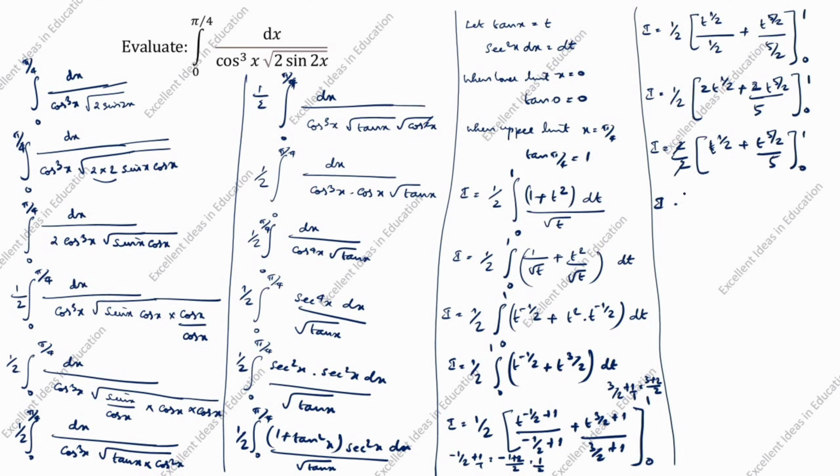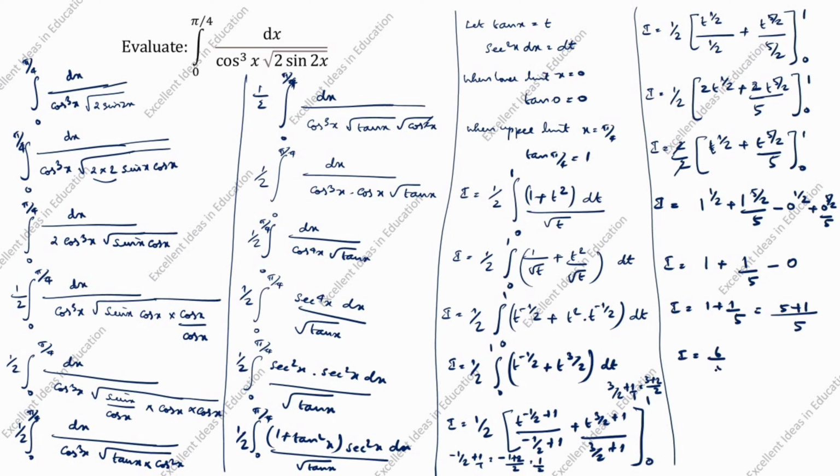I is equal to 1 power 1 by 2 plus 1 power 5 by 2 divided by 5 minus 0 power 1 by 2 plus 0 power 5 by 2 by 5. So I is equal to 1 power 1 by 2 is 1 plus 1 power 5 by 2 is 1 divided by 5 minus this is 0. I is equal to 1 plus 1 by 5, equal to this one we will take it as common 5. So 5 plus 1. So I is equal to 6 by 5. This is the answer. Thanks for watching this video.